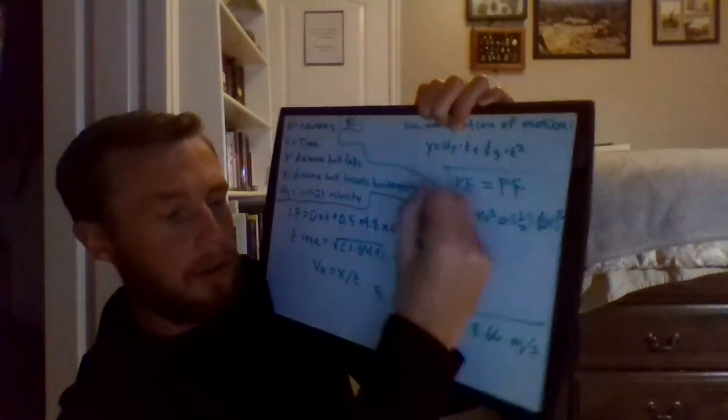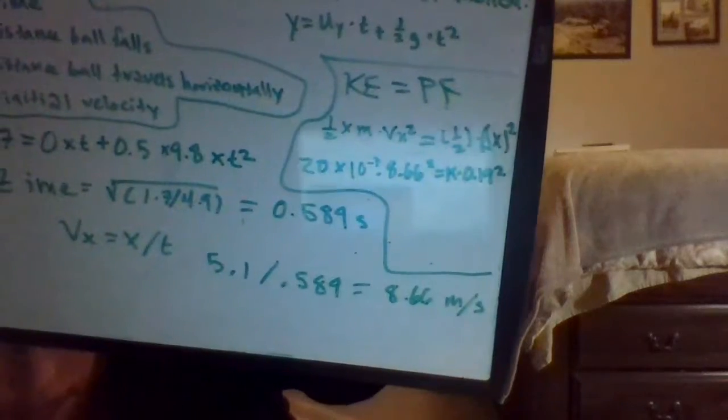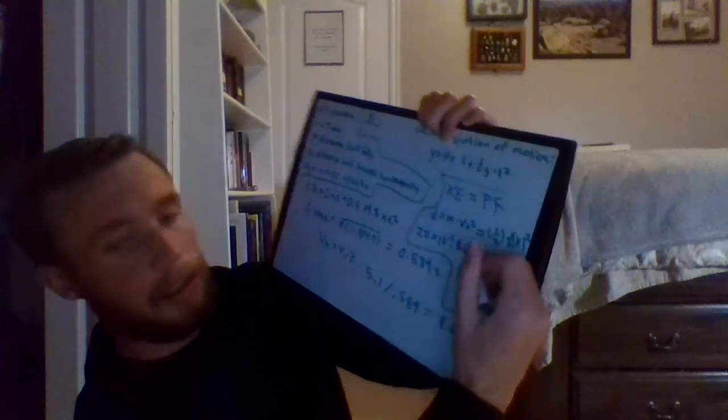So we can go 20 times 10 to the negative third times 8.66 squared equals k times 0.19 squared. And so the spring constant, when we isolate k, is going to equal 41.55 newtons per meter.